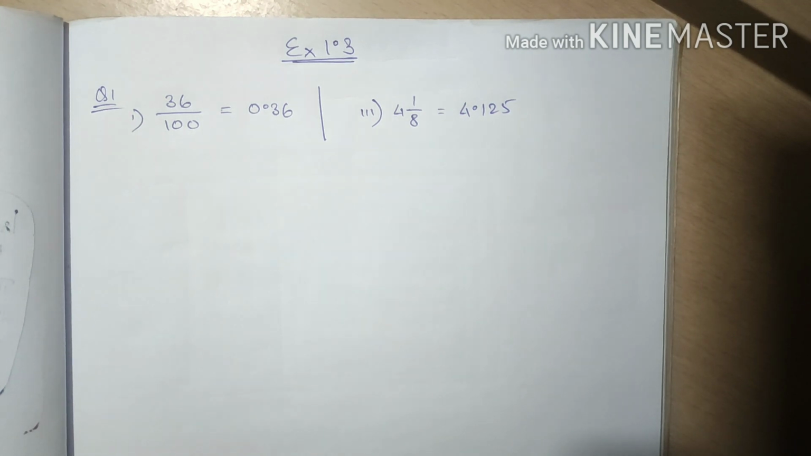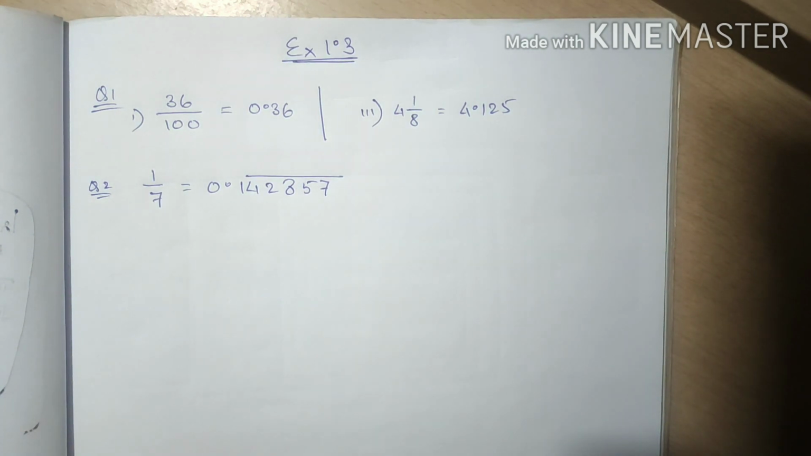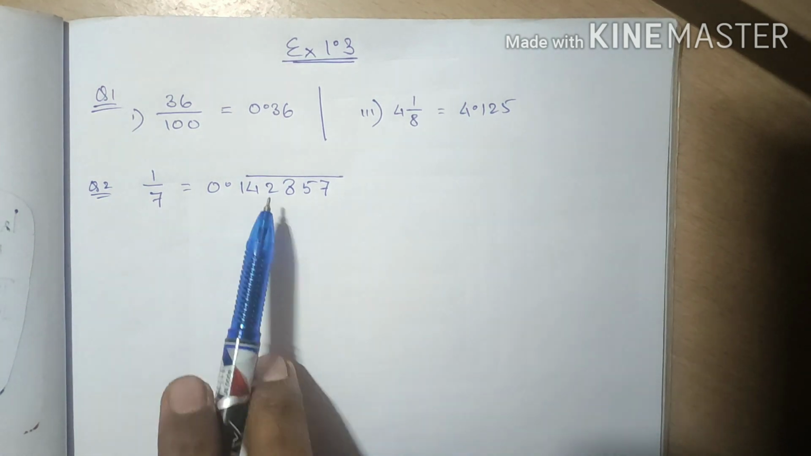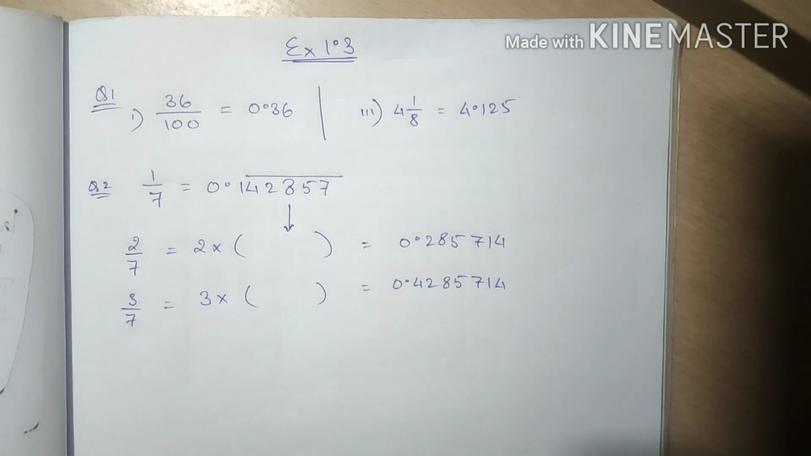Let's go to the next question. So the question is saying that 1 by 7 is this much. If 1 by 7 is this much, then how will you calculate 2 by 7, 3 by 7, 4 by 7 like this? So we'll just multiply 3 with this, 2 with this accordingly. Like this, and on and on.